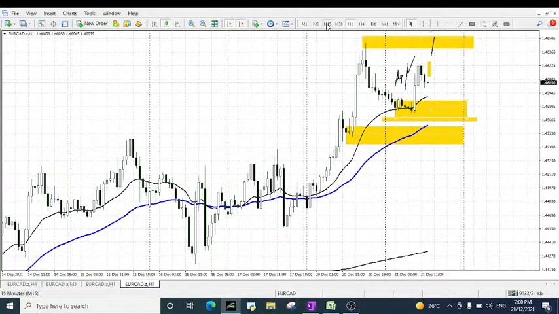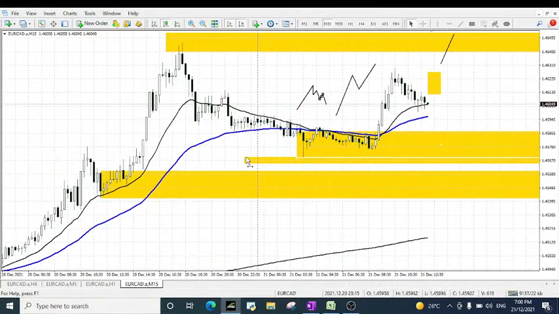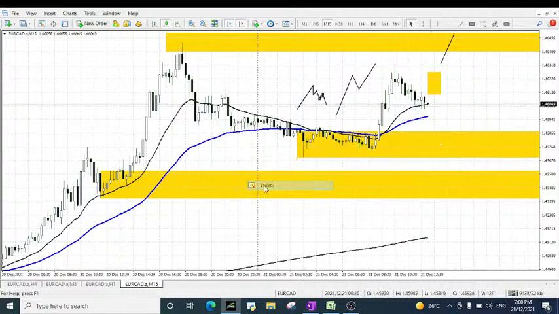Or you can wait to see a scenario like this. We're going down. You wait for structure to change. You wait for this to happen. We break this. You can either take buys straight away or you wait for a pullback to reduce your risk. When this pullback occurs, you take a buy. So that's another way you can do it.